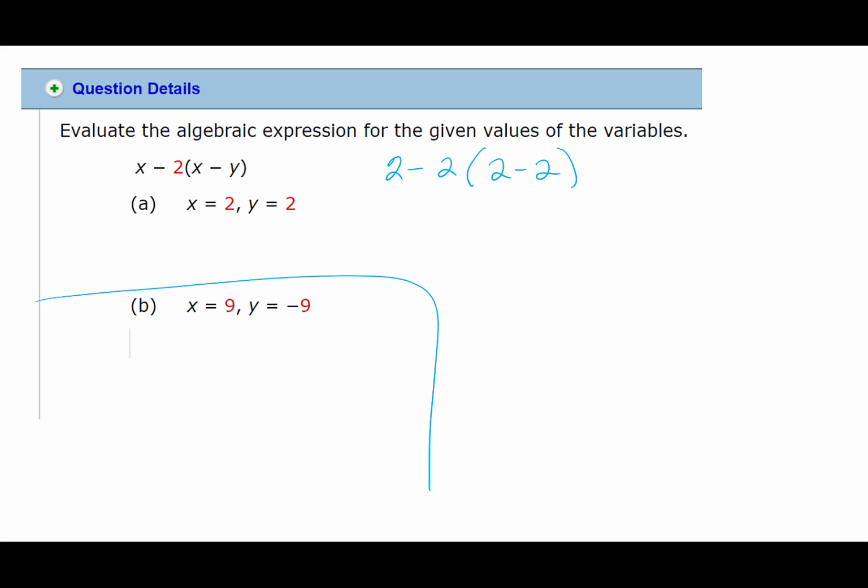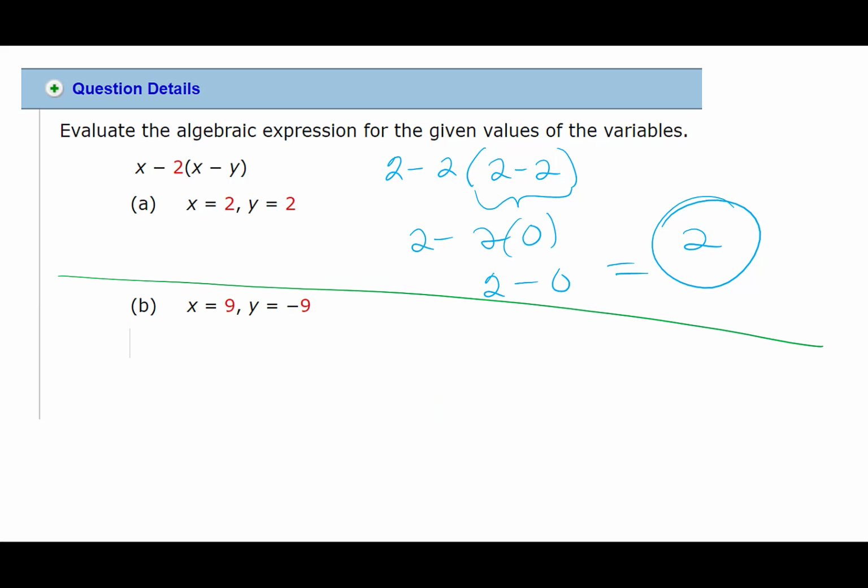Lots of 2's. Now let's do orders of operation. 2 minus 2 is 0. So this is 2 minus 2 times 0. 2 times 0 would come first, which is 0. So this is 2 minus 0, which gives us a final answer of 2. A lot of 2's in that one. Okay, look at question B.